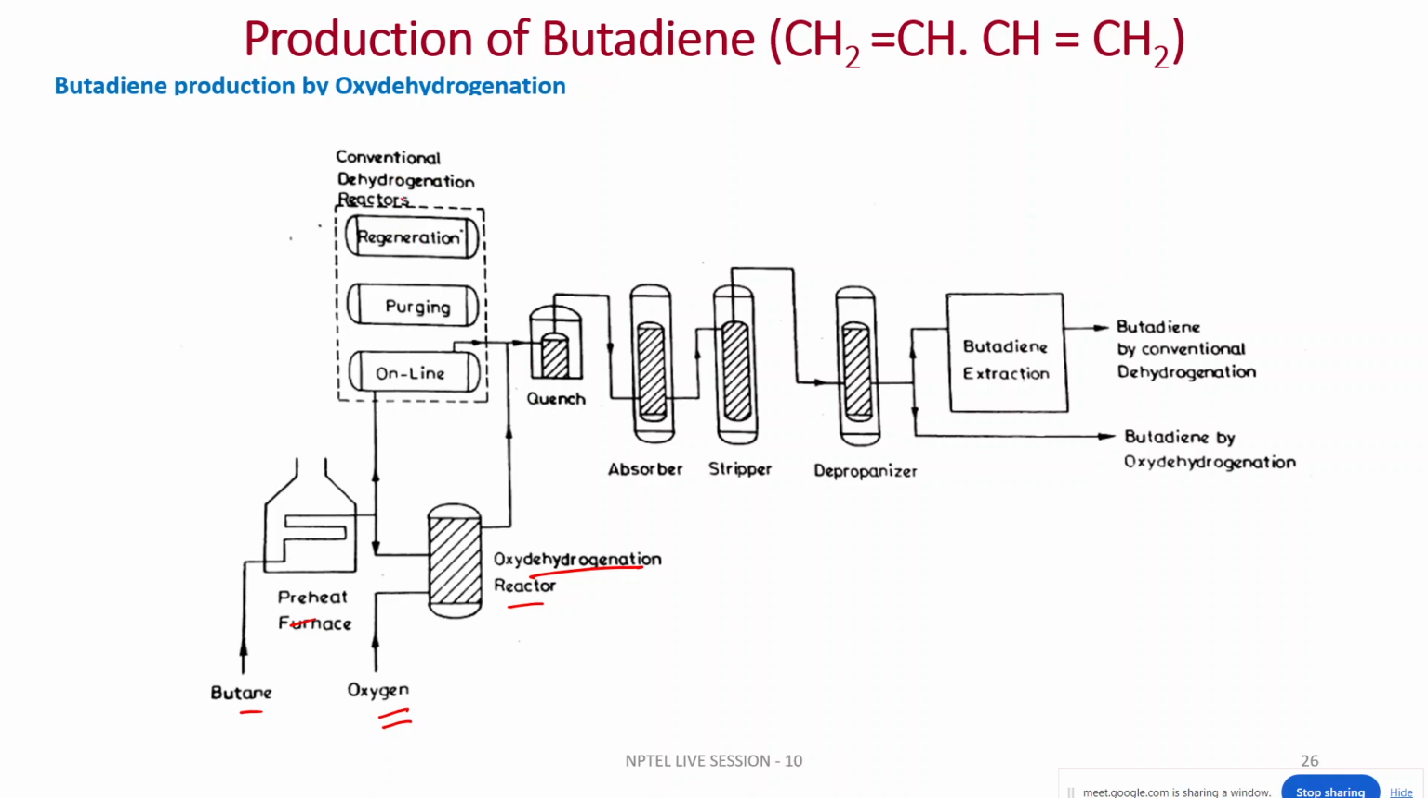This is the conventional dehydrogenation reactor. It is quenched and then followed by an absorber, stripper, and depropanizer to eliminate the propane, and then the butadiene extractor, for butadiene by conventional dehydrogenation and butadiene by the oxy-dehydrogenation process. We are getting butadiene as a product.